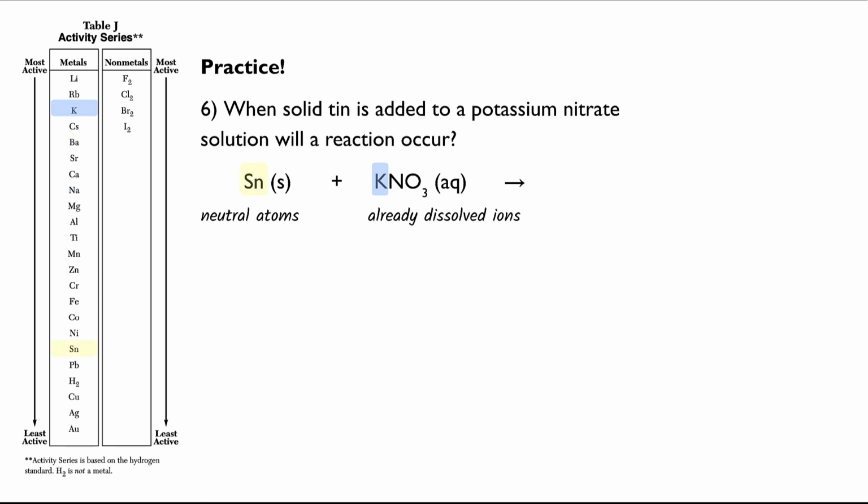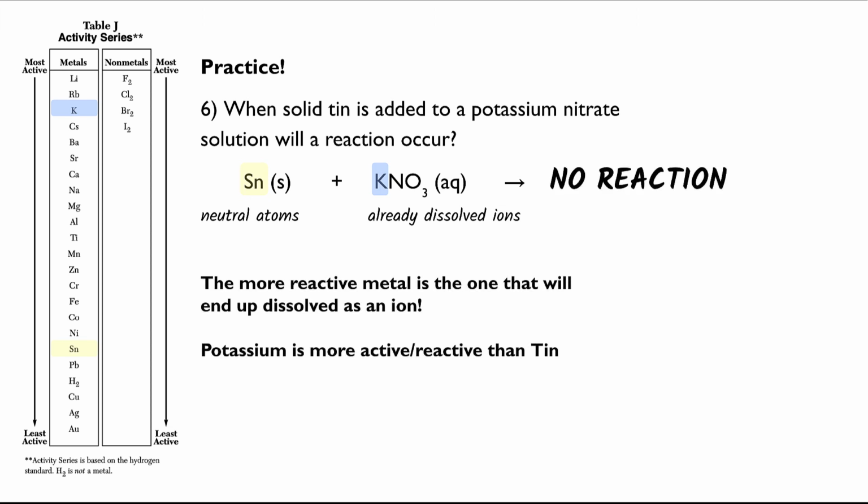Finally, when solid tin is added to potassium nitrate solution, will a reaction occur? I'm going to locate tin and potassium on the reactivity series, and I notice that potassium is above tin. So potassium is already dissolved, it's already in ions, and so no reaction is going to occur because the more reactive substance, the more reactive metal is already dissolved. So tin is not going to take potassium's place. Potassium is more reactive.